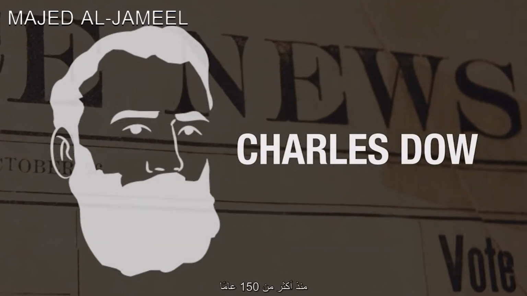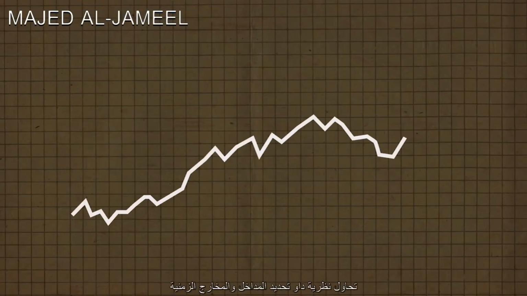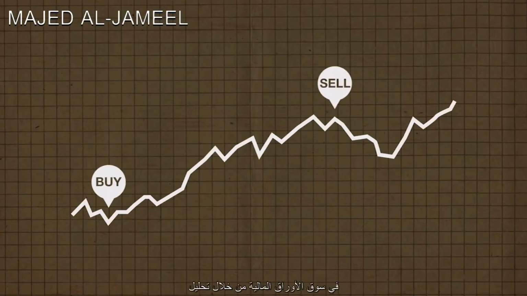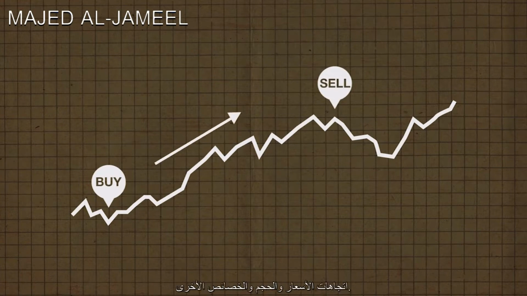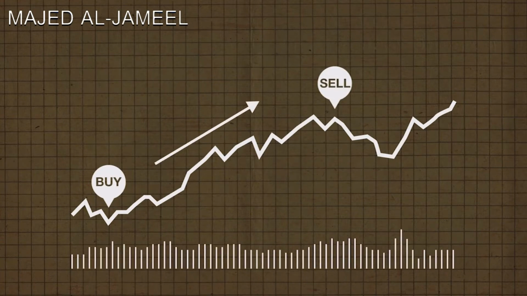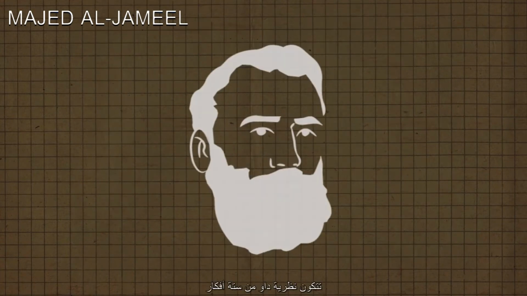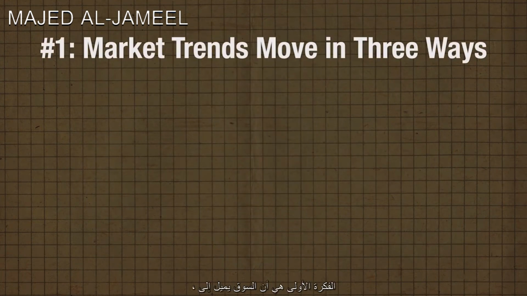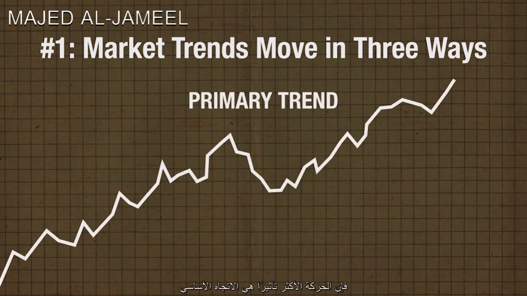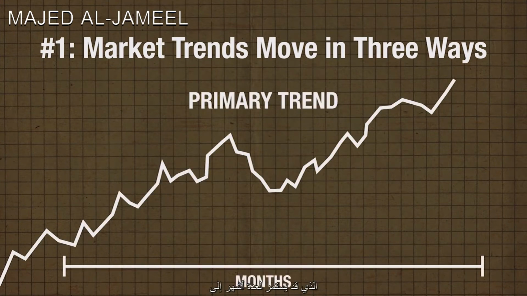over 150 years ago. Dow Theory attempts to time entries and exits in the stock market by analyzing price trends, volume, and other characteristics. Dow Theory consists of 6 ideas. The first idea is that a market tends to move in one of 3 ways. The most influential move is the primary trend, which may last several months to several years. Investors using Dow Theory try to align their portfolios with the primary trend.